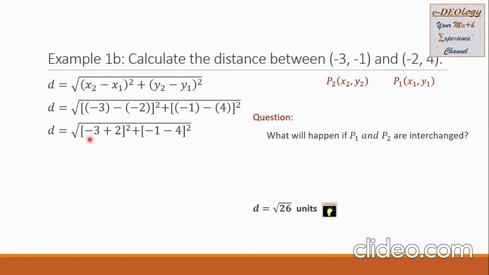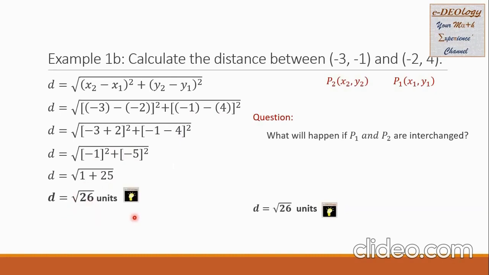Then we simplify further. The negative 3 plus 2 becomes negative 1. Then the square is there. Plus negative 1 minus 4 is negative 5. The power 2 is copied. And then we simplify on the next step. The square of negative 1 is positive 1. The square of negative 5 is positive 25. So 1 plus 25 is 26. So our distance is equal to the square root of 26. This is our final answer.